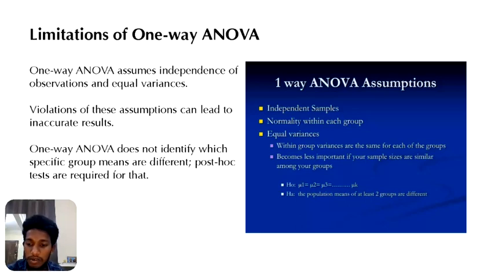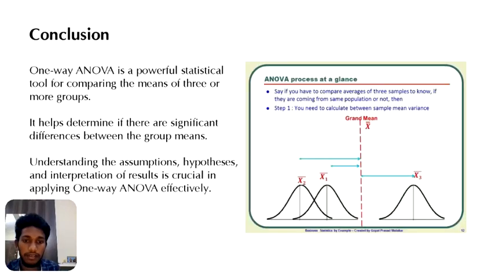Assumption of normality. ANOVA assumes that the data within each group are normally distributed. Departure from normality can affect the accuracy of the results, especially with smaller sample sizes. Equal group sizes: unequal group sizes can affect the ANOVA results, especially with smaller sample sizes or imbalanced designs.